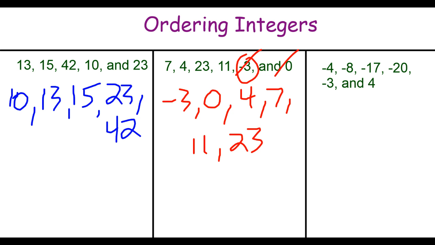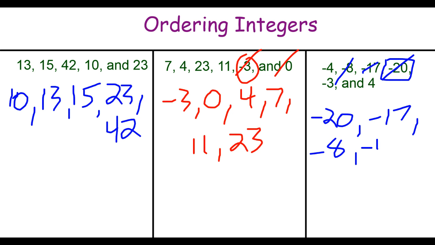And then finally, for the last one, we have a bunch of negative numbers. -20 would be the greatest of the positive numbers here, so it is the least of the negative numbers. It is farther to the left from 0 than any other number. And then -17, -8, -4, -3, and finally 4.